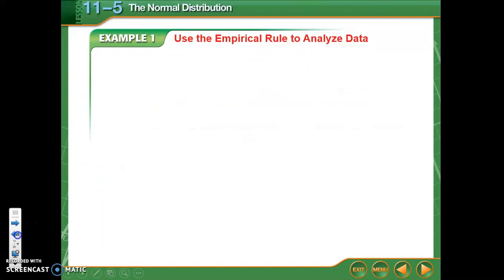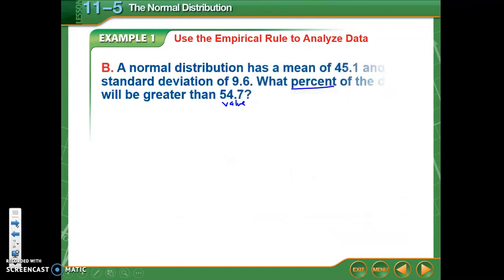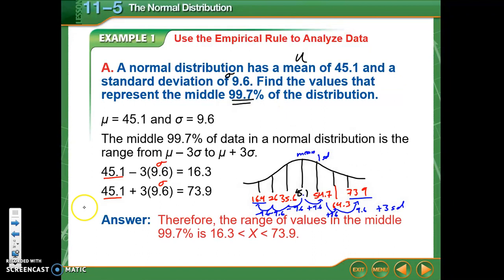So if I look back at the curve I drew here, which is not a very beautiful curve, but anyway, 45.1 is my mean. 54.7 is 1 standard deviation above the mean. So if I'm asking what percent of the data will be greater than that, I'm asking what percent of the data will be more than 1 standard deviation above the mean.